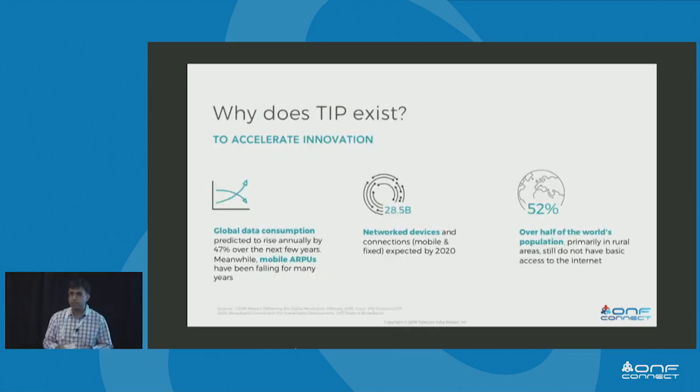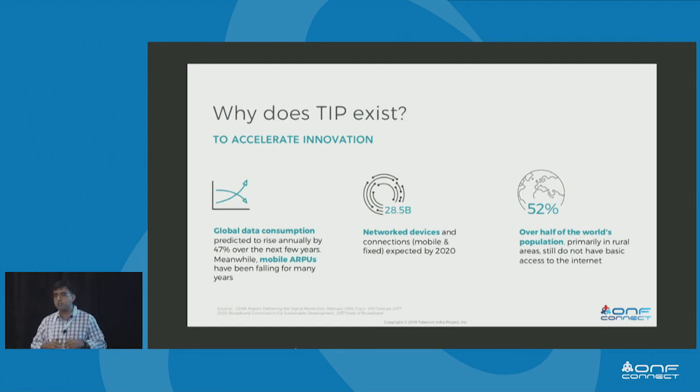Why does TIP actually exist, right? If you think about the classic scissor effect that you probably heard in other presentations as well, you really see a situation where data consumption just continues to increase exponentially, and at the same time you see ARPUs continuing to decrease, right? Every single operator in different parts of the globe is facing that challenge. It's to different degrees, depending on which market you're in. There are some markets where it's pretty severe, and some markets where it's not as bad. But the reality is everybody's facing that.